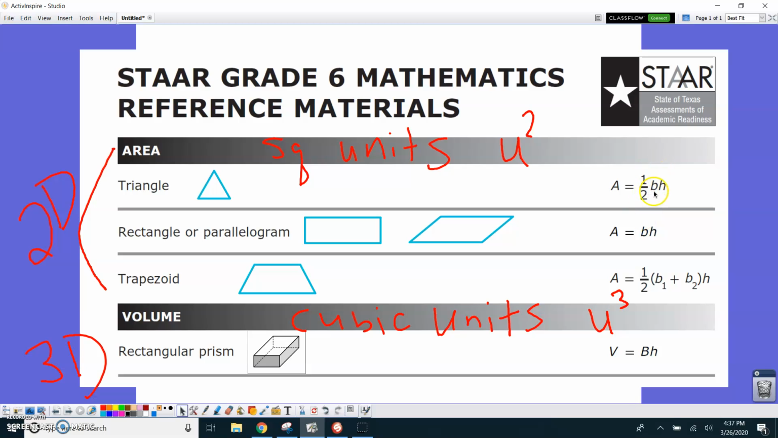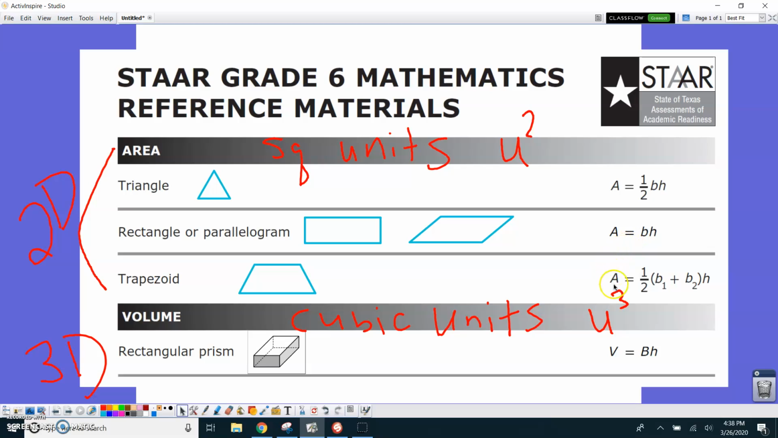We have a B here that stands for base, and that's basically what the shape is sitting on. It's like the bottom of the shape. And remember, you can always turn shapes, so the base can change depending on how you're looking at it. And then the H stands for height. Same thing with rectangles and parallelograms. Area equals base times the height.